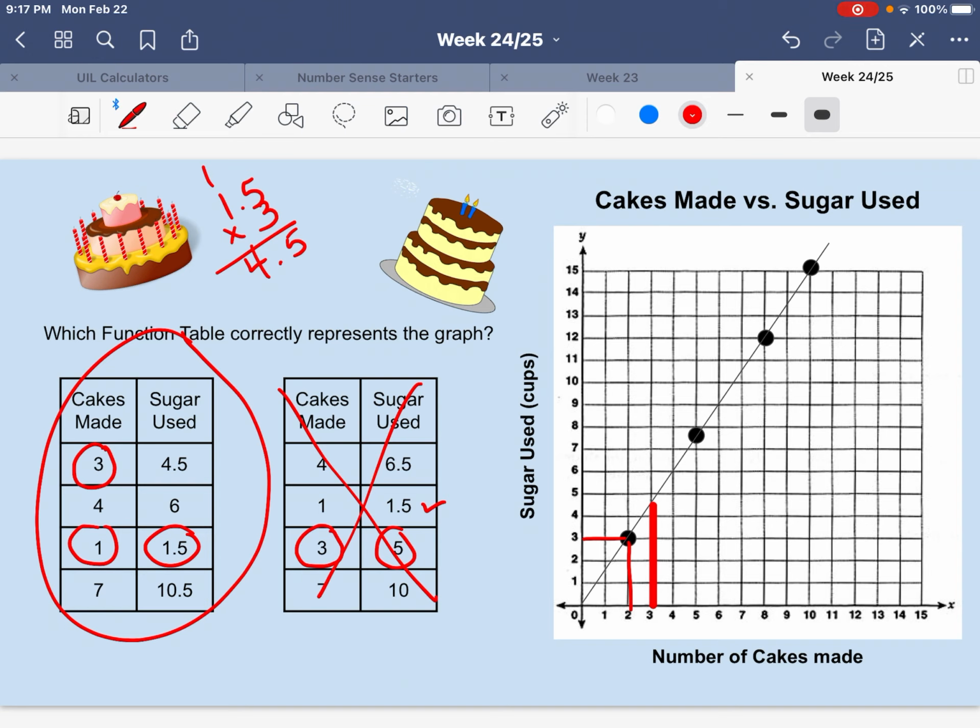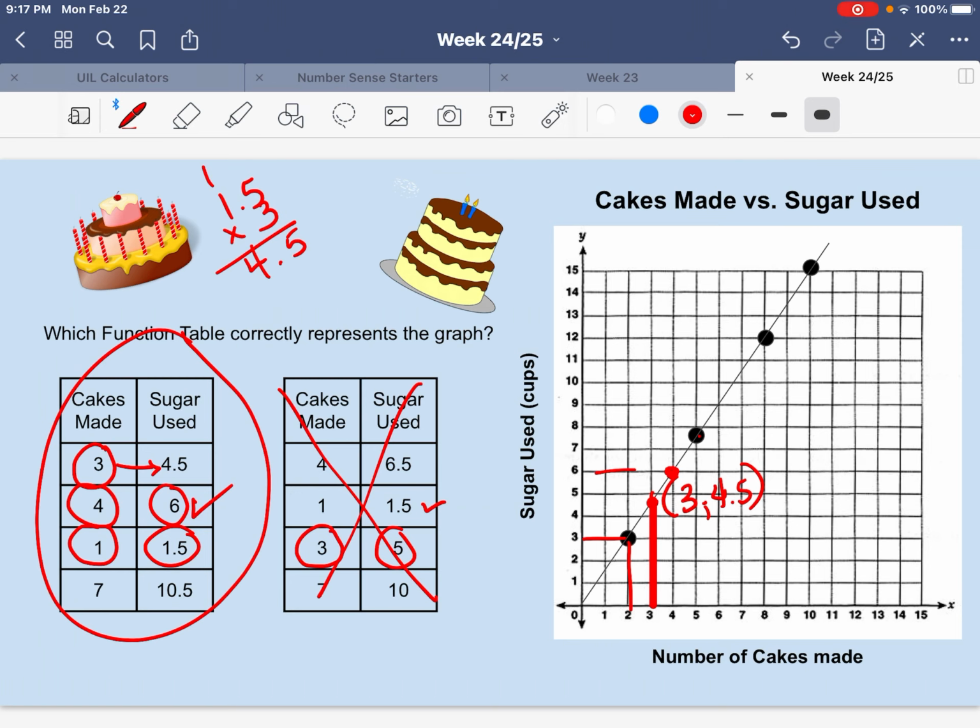So when you're looking at a table to see if it matches a graph, you need to see if it's using the same multiplier or if those points are on the graph. Is the point 3, 4.5 on the graph? Yes, it's right here. Is the point 4, 6 on the graph? Yes, it would be on the line right here.